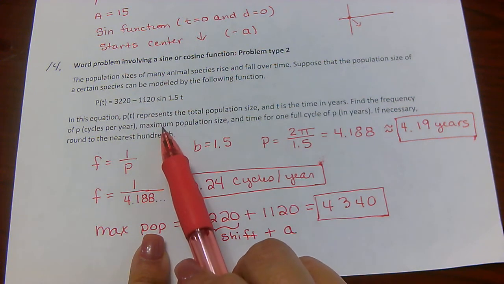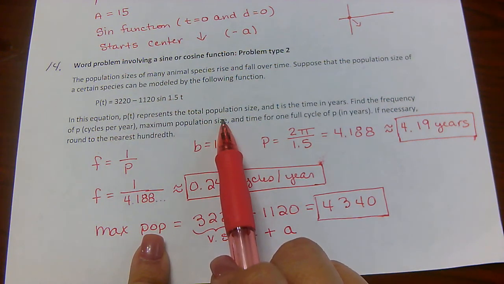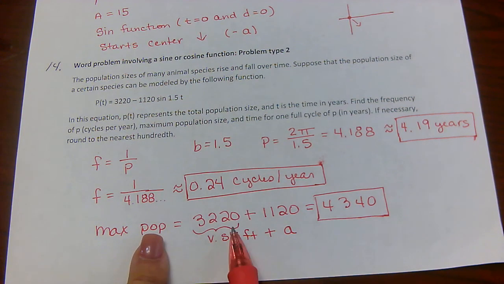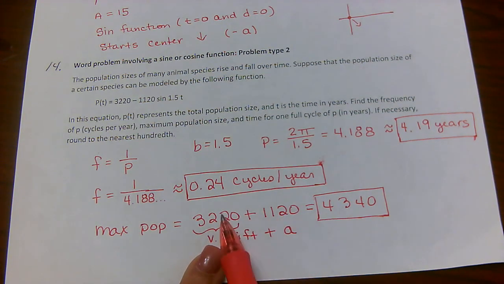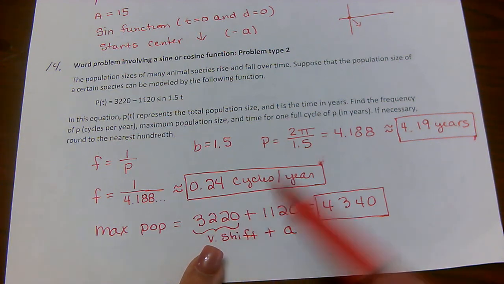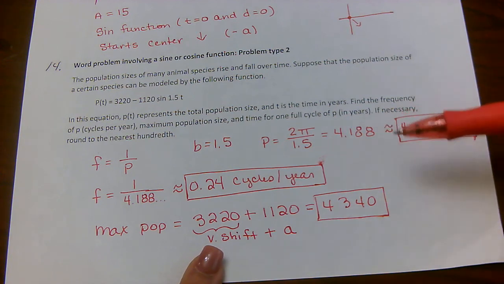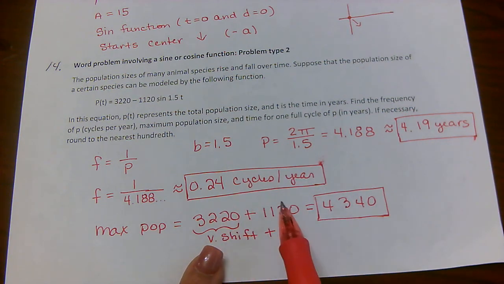Let's go ahead and do the maximum population size. So the maximum population, remember this part is our vertical shift, and this is our A, so all you're going to do is add those two numbers together. Okay, it doesn't matter that this is negative. Remember, it goes down and then it goes up. We're going to go from the center, the shift, and add it. So our maximum population would be 4,340.